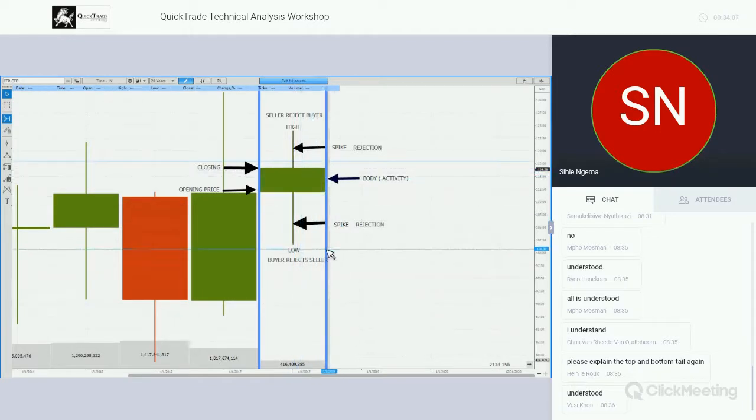The spike at the bottom shows us the lowest price reached, and what it tells us is the buyer rejected the seller from further pushing the share price down. The buyer started to push the share price up. So you can put it in more practical terms to say that the spikes are basically a trail of where the market has been before. It does not mean that the market is currently there.